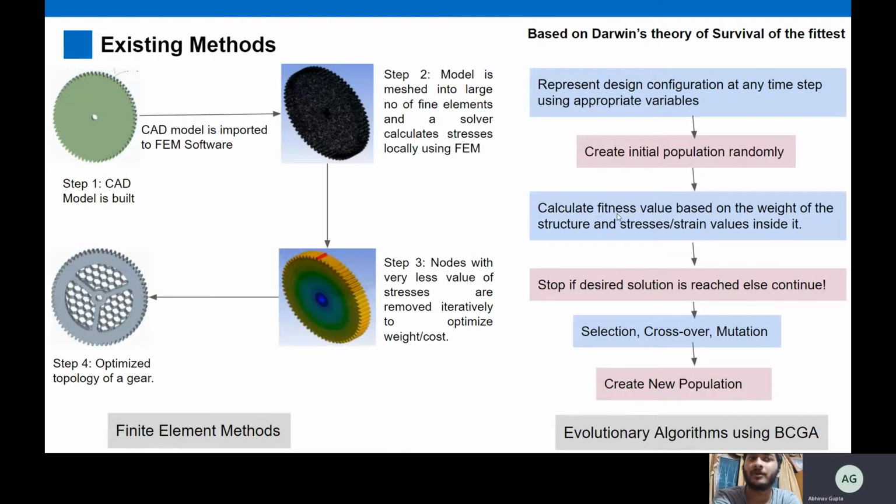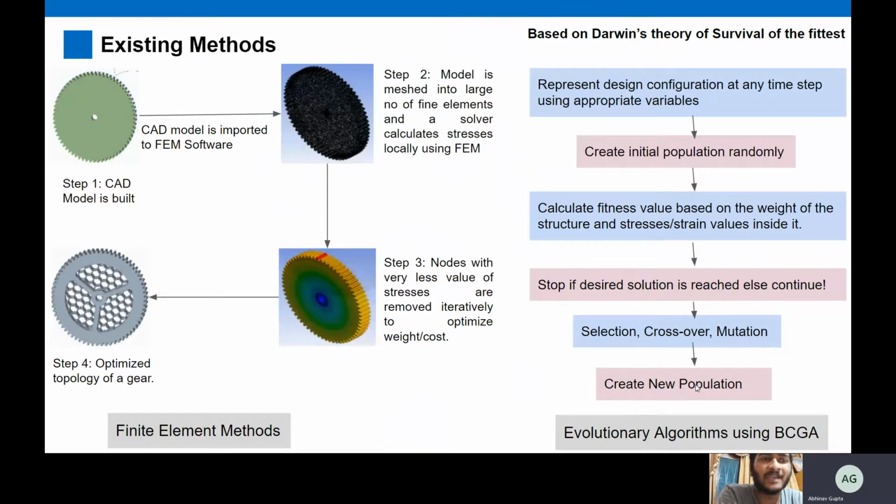Stress strain values are important because we don't want our mechanical structure to fail ultimately. If the desired solution is reached, we stop, otherwise we continue. And when we continue, we follow these three approaches. We do selection, we do crossover, and we do mutation. Now, all these processes are basically done to create a new population.